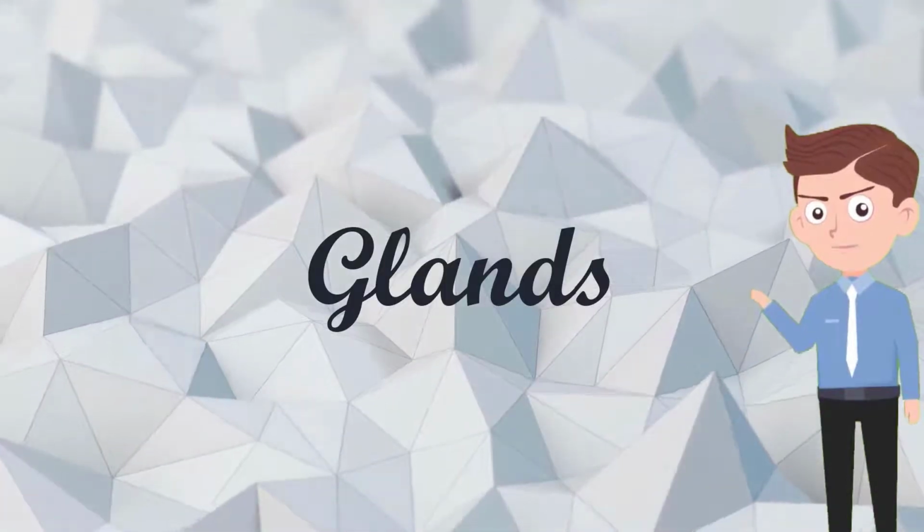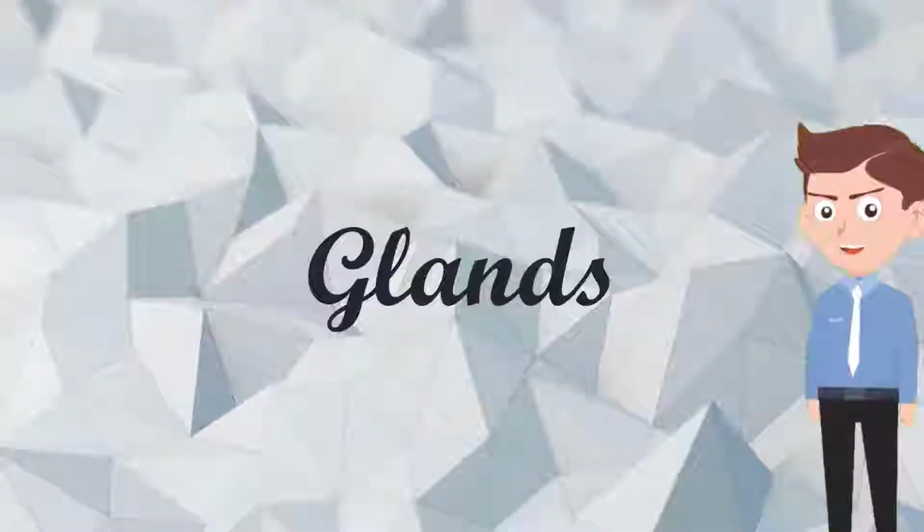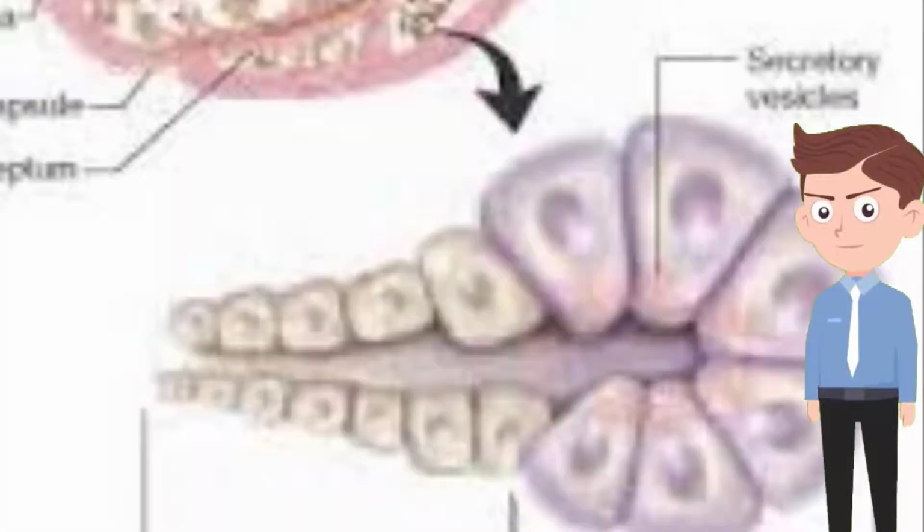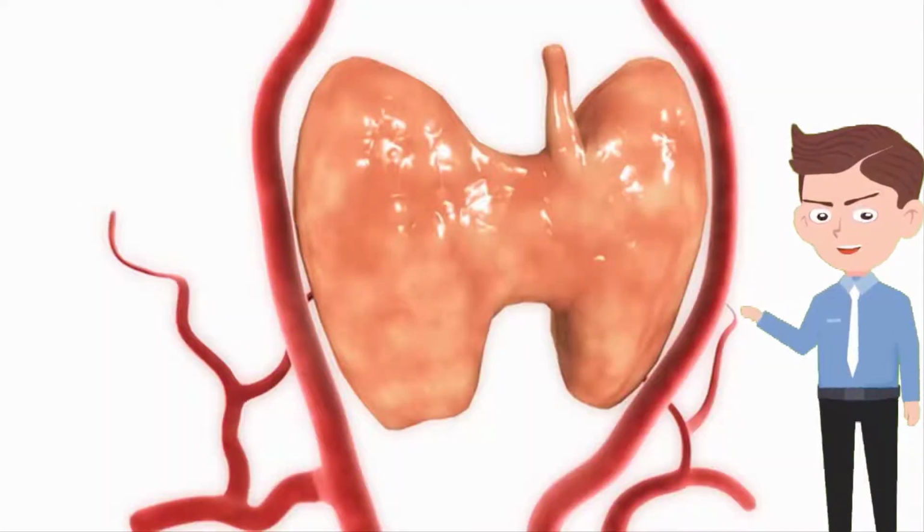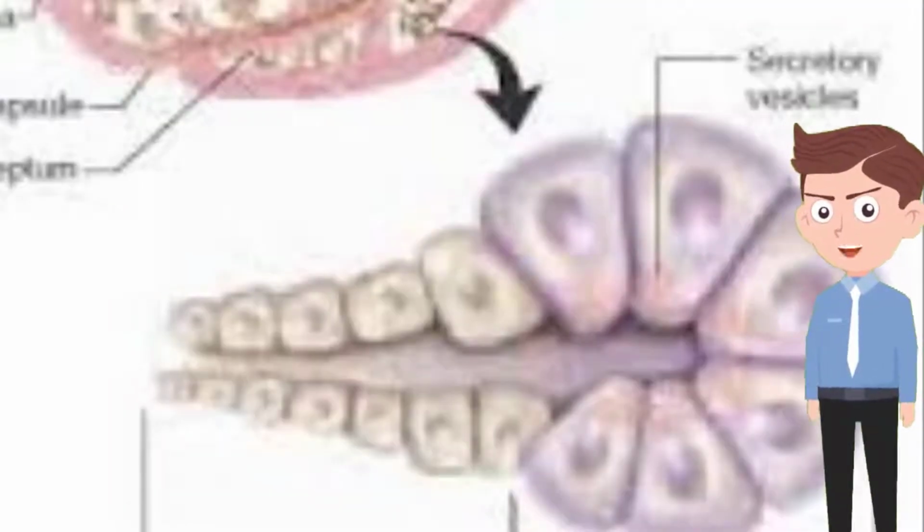Now, glands. There are basically two types of glands: the exocrine glands and the endocrine glands. The exocrine glands release their secretions outside the body. They have ducts for their secretions. Their site of action is near the glands.